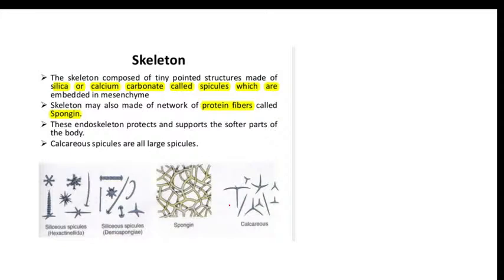Spicules in each type of sponge, because we are going to study the classification. I am mentioning these points once again. So spicules are the skeleton. In each type of sponge, the spicule is made up of a different substance. In one type of sponge, the spicule will be made up of calcium carbonate. In another sponge, it will be made up of silica. In some other sponge, it will be made up of spongin.